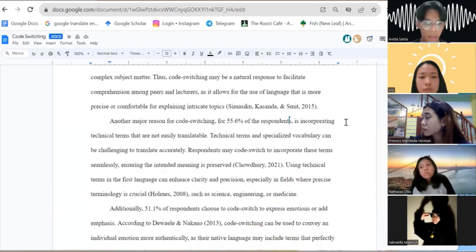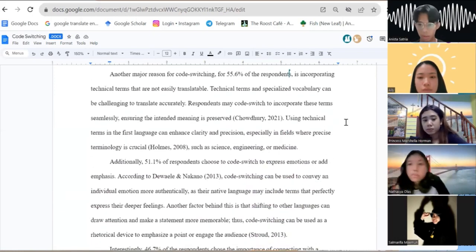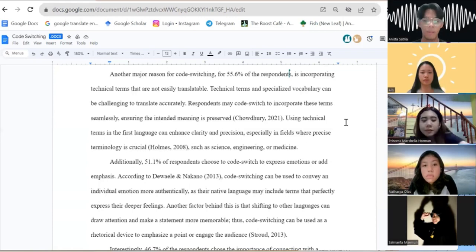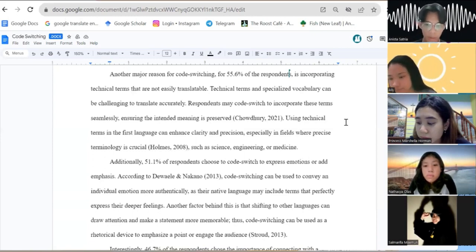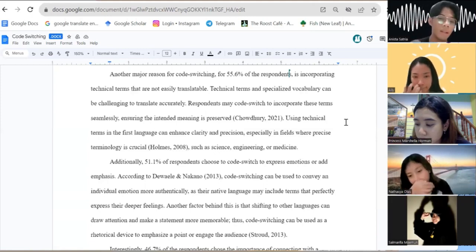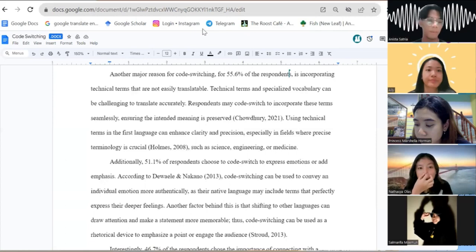and also the lecturers. And another major reason for code switching, with a notable 55.6% of respondents, is doing code switching when dealing with technical terms that are challenging or hard to translate. So this ensures that precision and clarity are maintained by doing this code switching, particularly in fields where specific terminology is often used, such as science, engineering, or medicine. And the other reasons will be explained by the others.